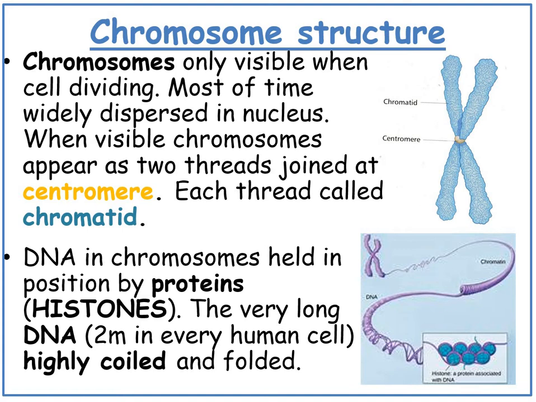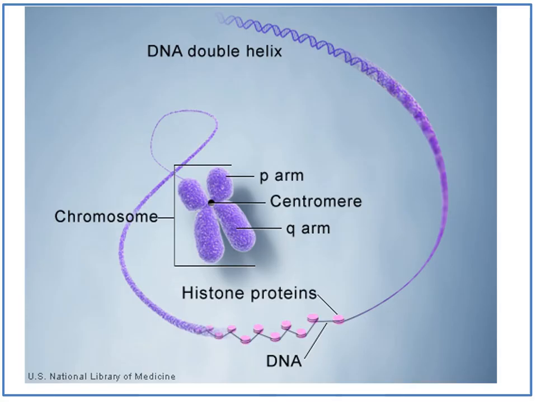DNA in chromosomes is held in position by histones. So the very long DNA, which is about 2 meters in every human cell, is highly folded and coiled. It wraps around these histones, these proteins, and then it gets folded, coiled and looped, and then it coils in to form the chromosome structure. So you can see here you've got the double helix, then it gets wrapped around histones, coiled, looped and supercoiled to form the chromosomes.